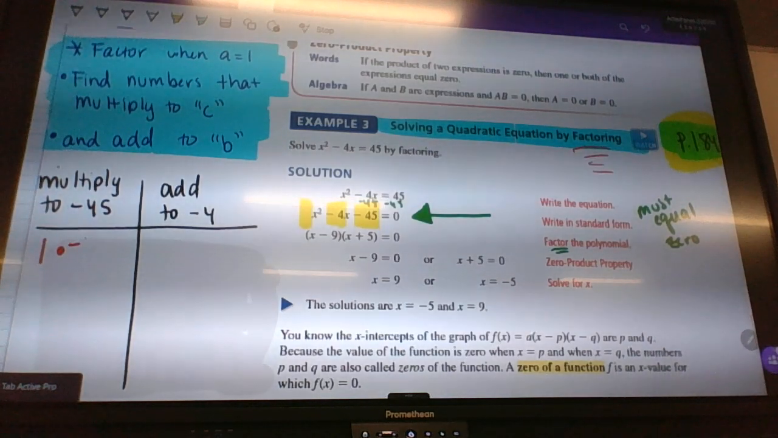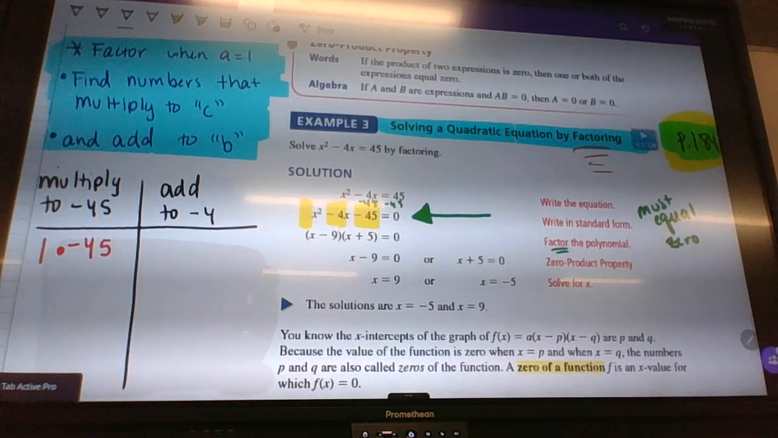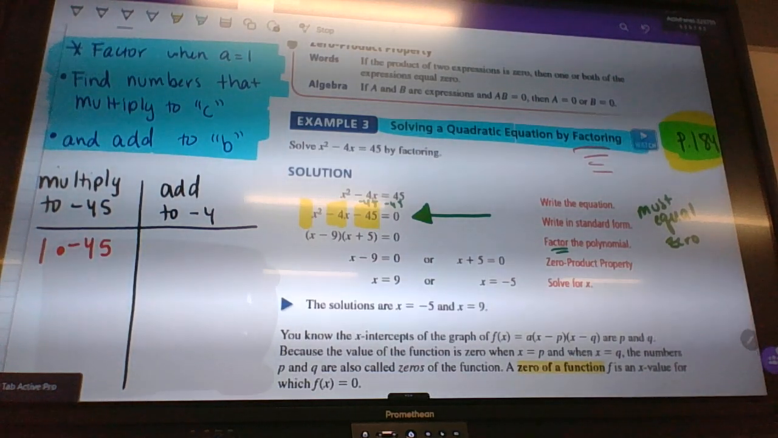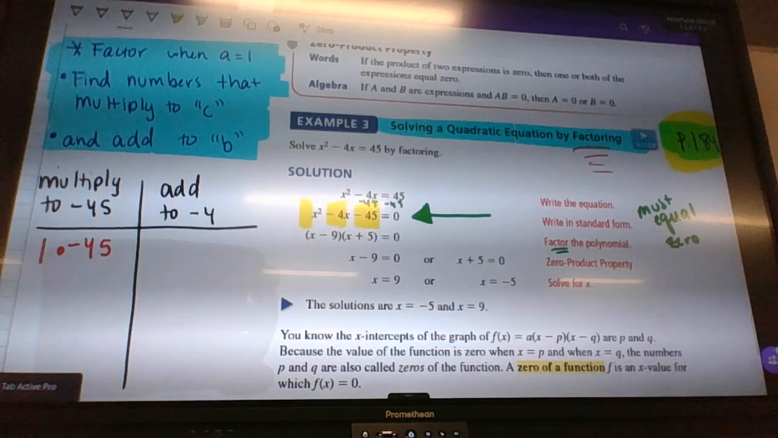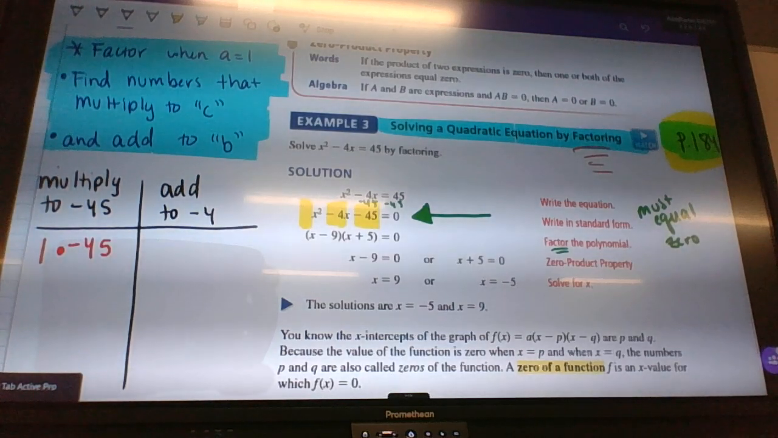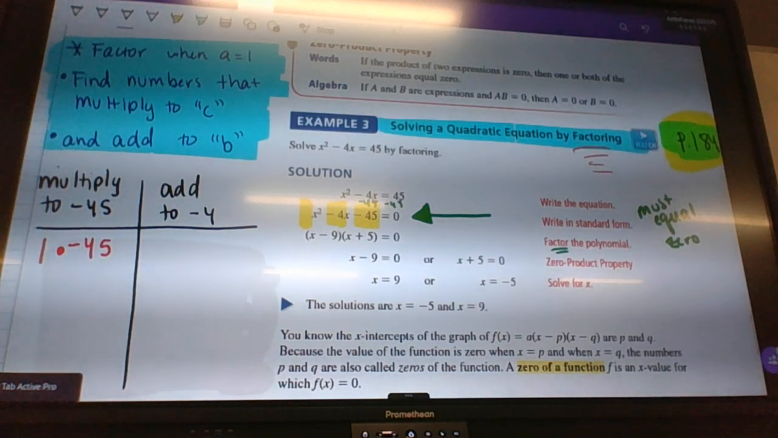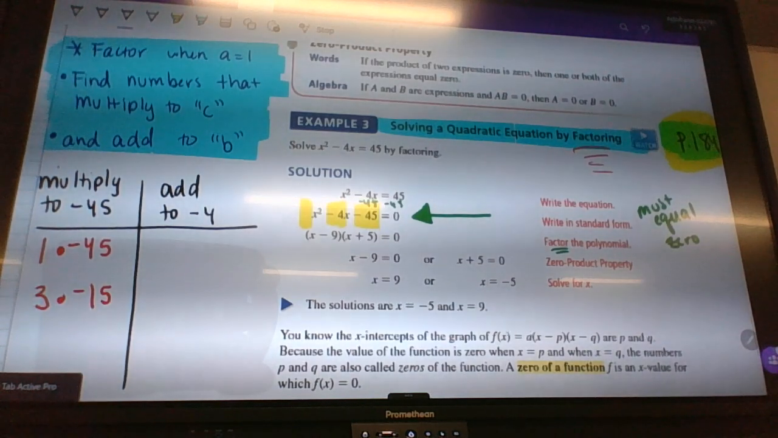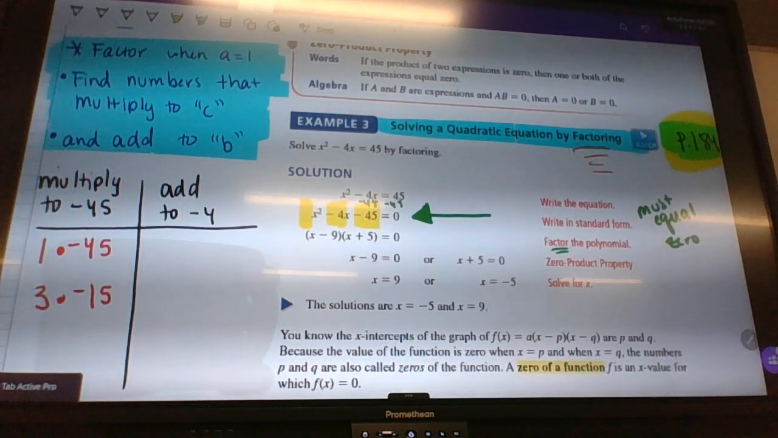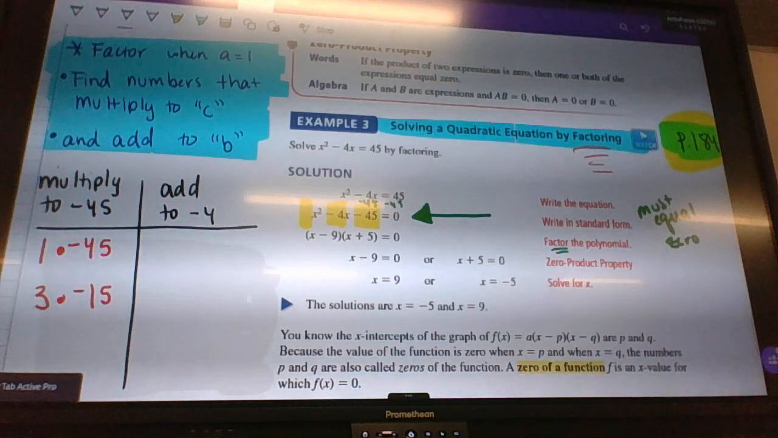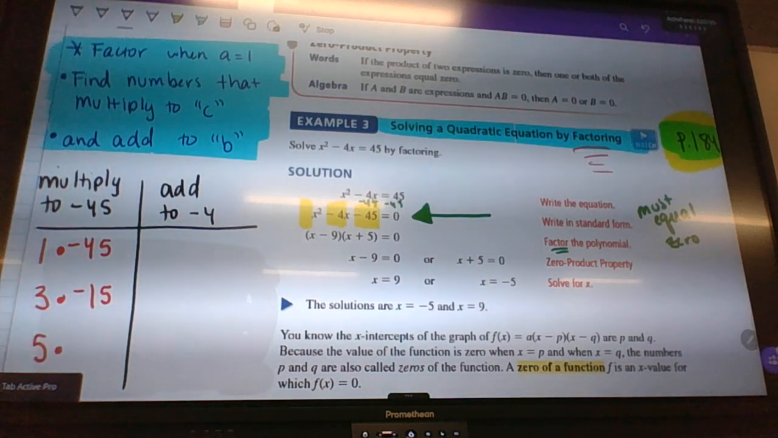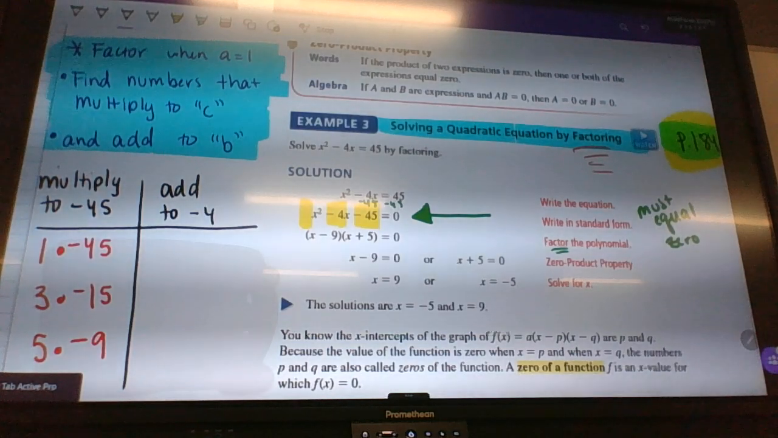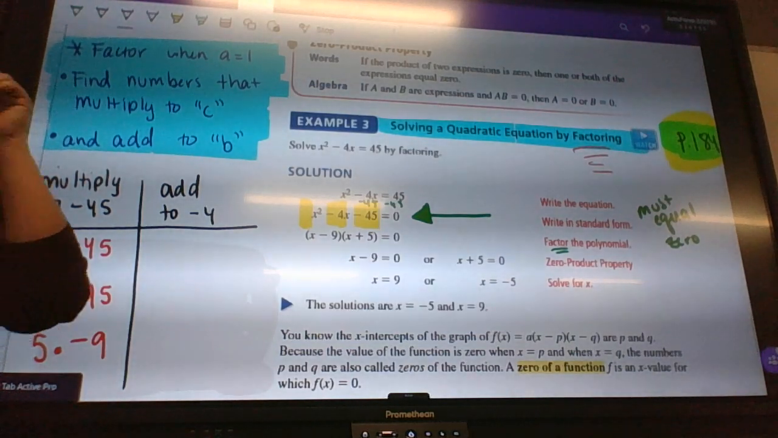There's 1 times negative 45. 2. Does 45 divide by 2? I'm going to check my calculator. No. Does 45 divide by 3? Actually does. We could do 3 times negative 15. Does 45 divide by 4? No. Does 45 divide by 5? It's 5 times negative 9. I think that's it. That's everything that 45 divides by.